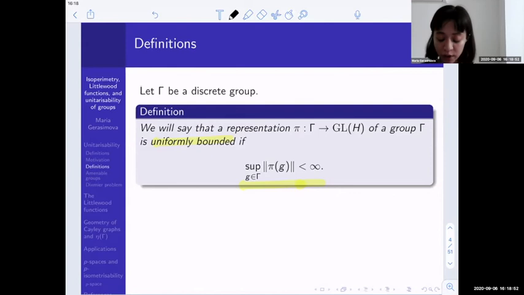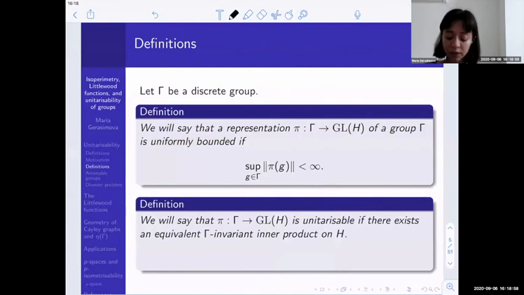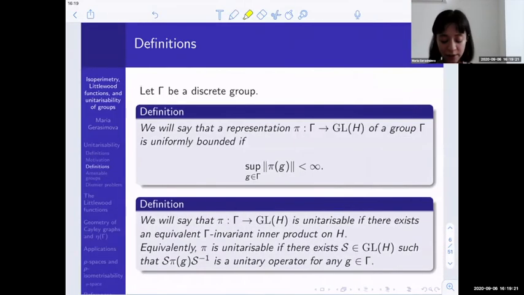The second definition which we want to define is the definition of a unitarizable representation. I will say that my representation is unitarizable if there exists an equivalent gamma-invariant inner product on H. It is really equivalent to the fact that I can conjugate my representation to be unitary. Let me write it like this: phi is unitarizable if there exists some operator S such that if I conjugate my representation, it will be a unitary operator for any g in gamma.